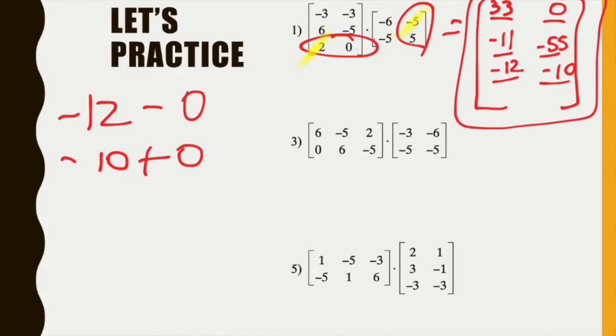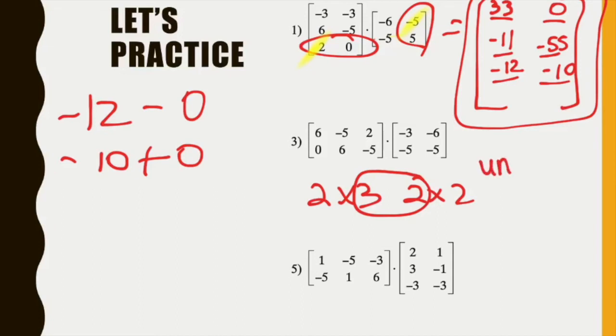Let's do another one, number 3. Let's check to see if it's even possible. This is going to be 2 by 3. This is a 2 by 2. Can we multiply these? Are these middle numbers the same? No. So your instructions, if you look on your paper, say that if you cannot multiply them, it's undefined.